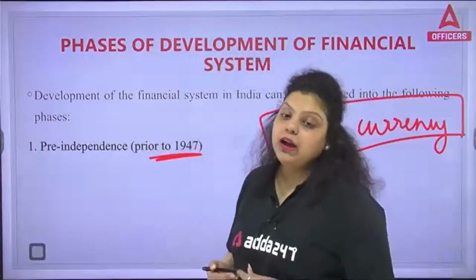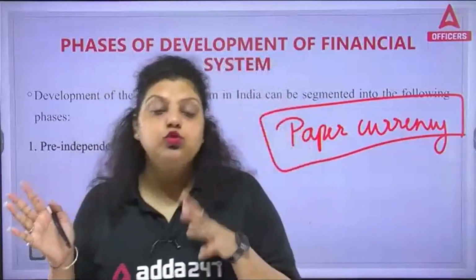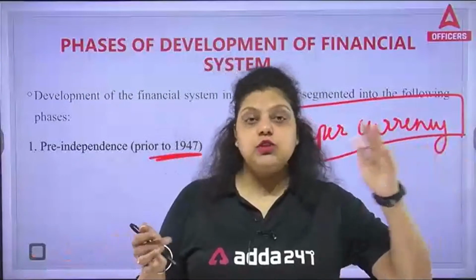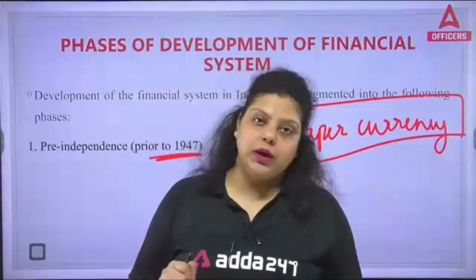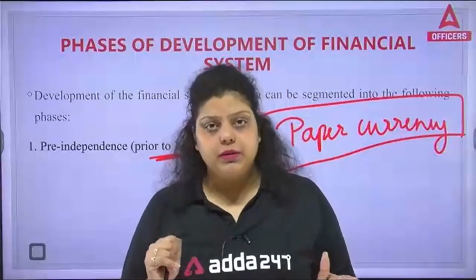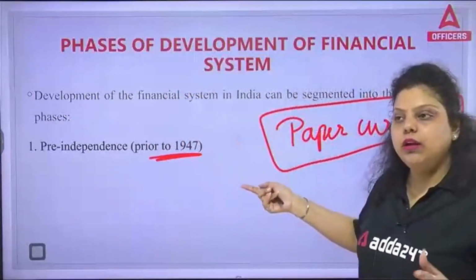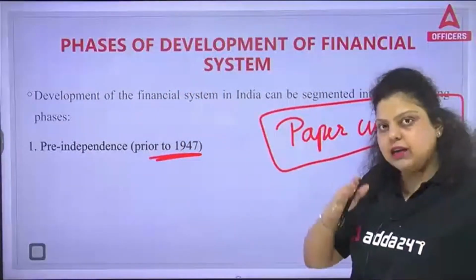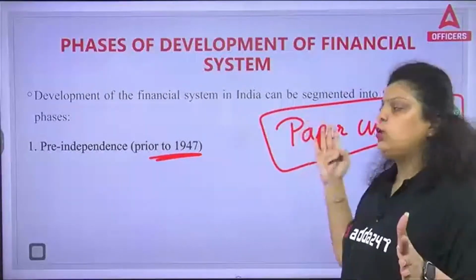We used to have the paper currency, and it used to be printed by the British government of India. There used to be the Paper Currency Act 1861. Under that particular act, the British government of India used to print the paper currency, right? And after 1935, RBI got this authority to print the paper currency. So the Paper Currency Act was replaced, and a new act was introduced.